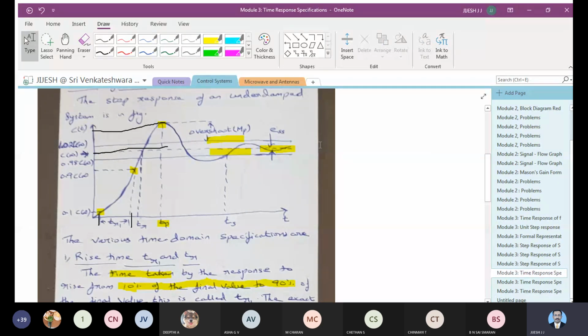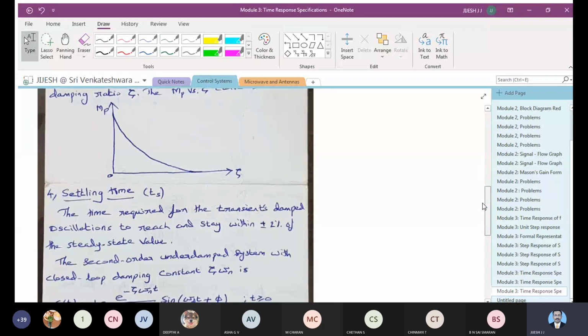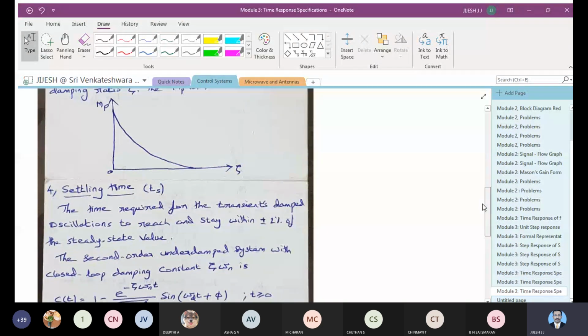A few equations we'll study. Settling time is the time required for the transient damped oscillations to reach and stay within 2% of the steady state value. So for the second order damped system with closed loop damping constant zeta omega n, we'll use the same equation of C of t. You can see that we are writing C of t almost 5 to 6 times in the same derivation.